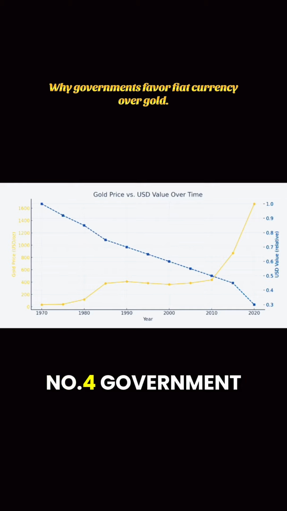Number four, government debt and money printing. The U.S. national debt has exploded since the 1970s, so that means more debt, more dollars are created, weakening the value of existing dollars. So investors buy gold when they fear excessive debt will erode the value of paper money.